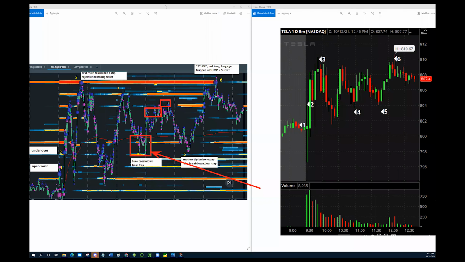So again, what can we say? That we have big hands absorbing or soaking the bid, so support. And then we have this being called a bear trap, all right? And then we form another one over here at number 5. You can see another fake breakdown of this level. And then again, our cup pattern.